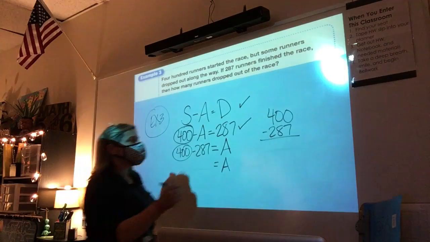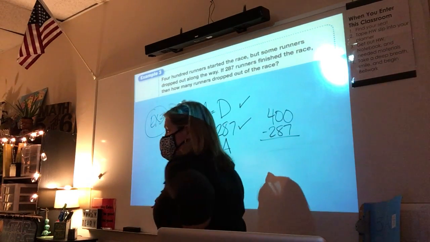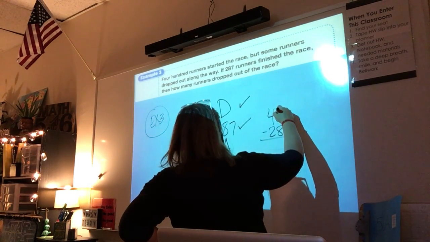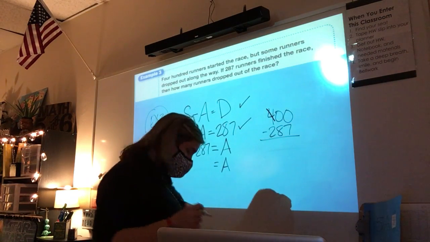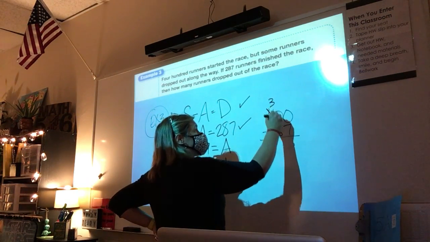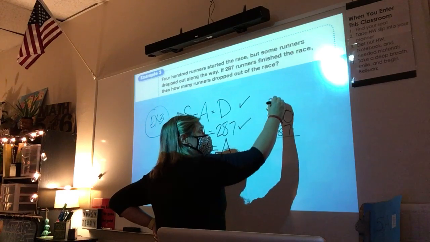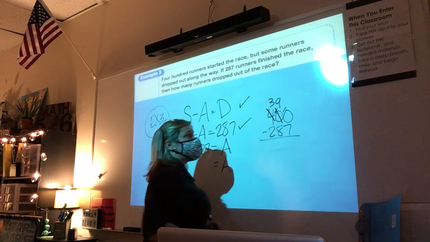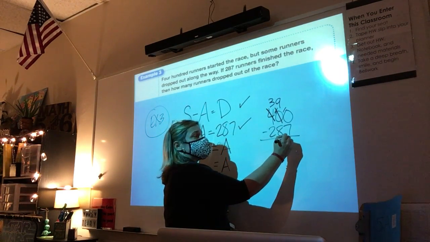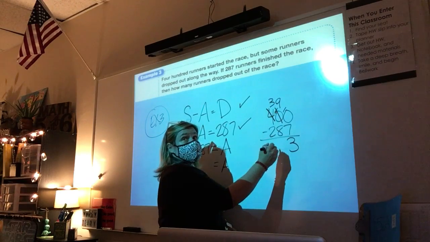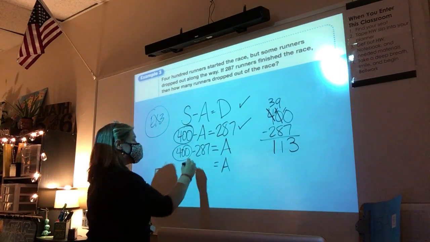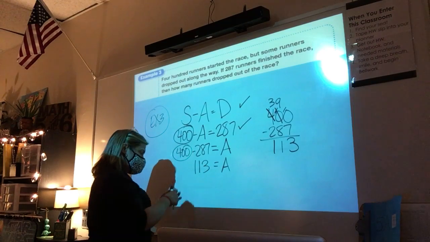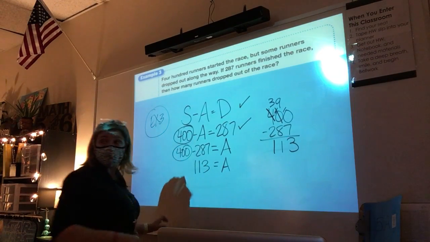Okay, now we're going to solve. 0 minus 7. Can't do it. Can't borrow from 0 either, so we go next door to borrow from the 4. The 4 becomes a 3. The 0 becomes a 10. Borrow from the 10, it becomes a 9. Then that becomes a 10. 10 minus 7 is 3. 9 minus 8 is 1. 3 minus 1 is 2. So the correct answer is 113. All right, does that make sense?